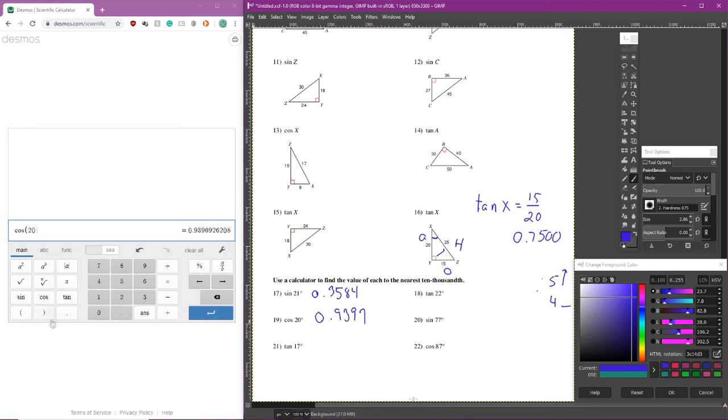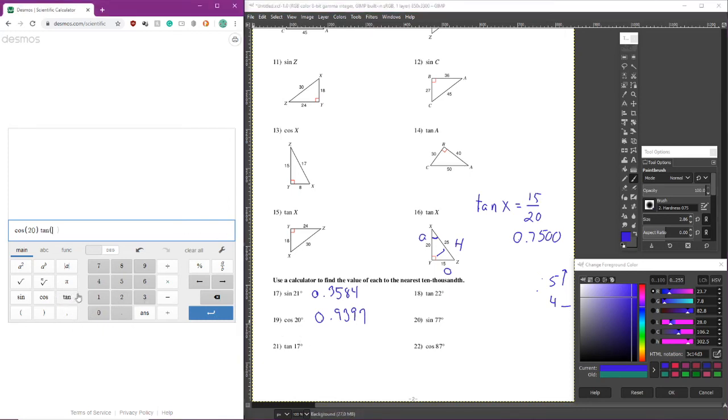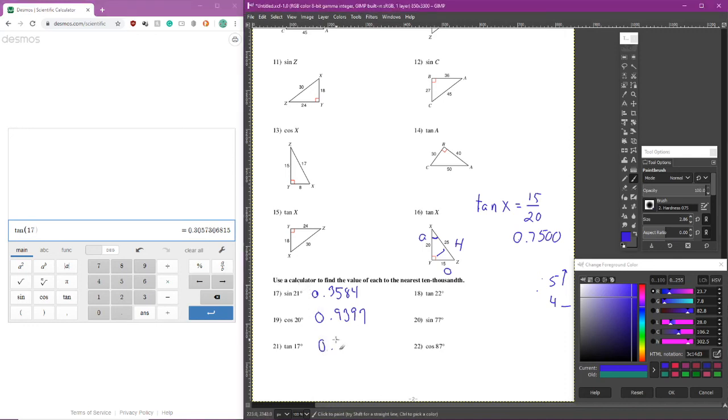Okay, one more. All right. Number 21 asks for the tangent of 17 degrees. So we're going to use the tangent key and put in 17, and it gives you 0.3057 and so on. Look at the 5th number. That 5th number is only a 3, so it has to stay at a 7, can't go up to an 8.